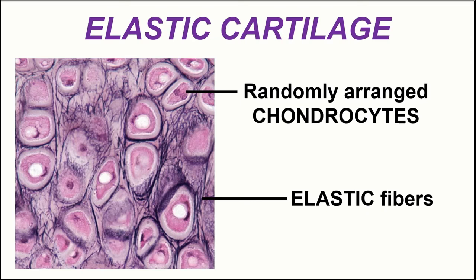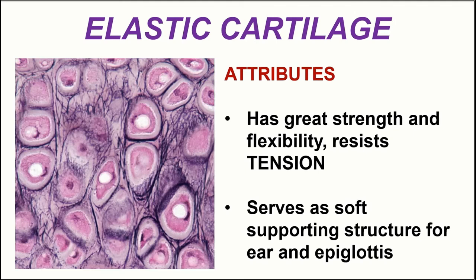As far as the visual appearance of elastic cartilage goes, we see that the chondrocytes really don't have a specific arrangement. They're arranged more randomly within the extracellular matrix. What we can see very visibly, with very dark staining, are the elastic fibers, in a purplish black color. And what you're seeing between the chondrocytes are the elastic fibers.